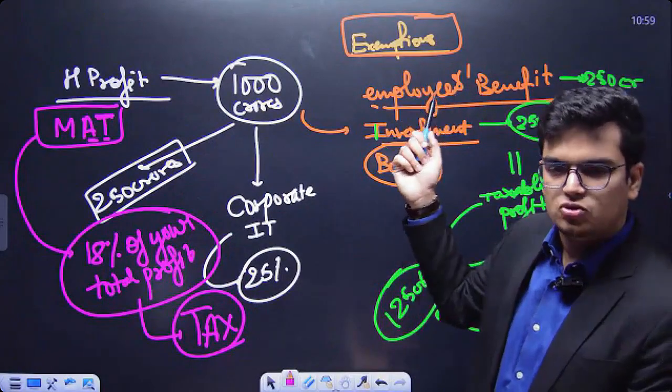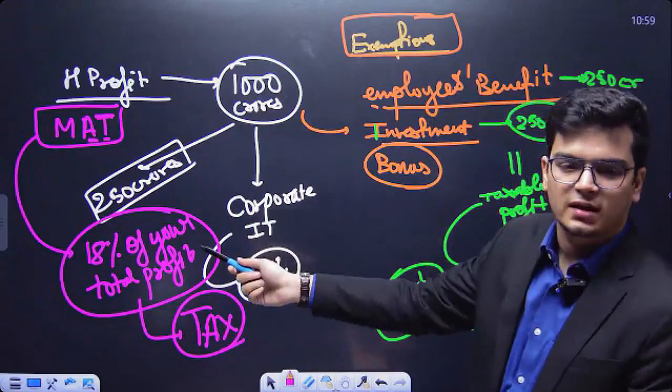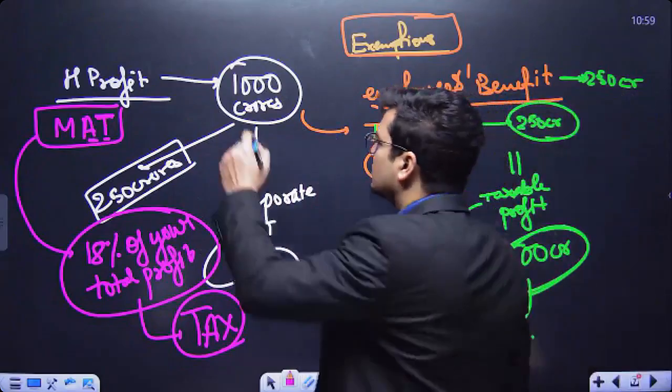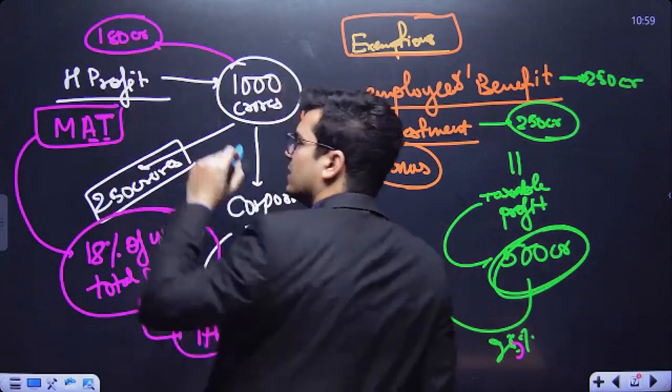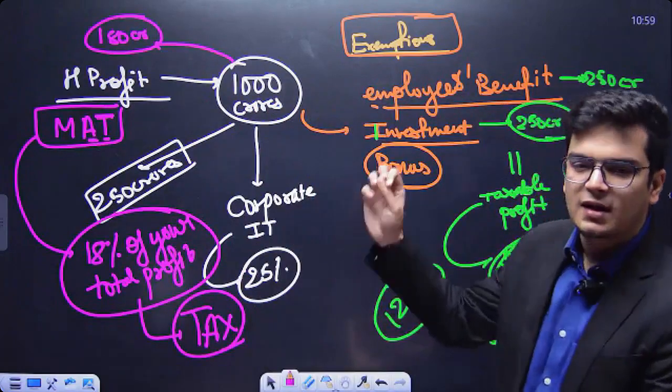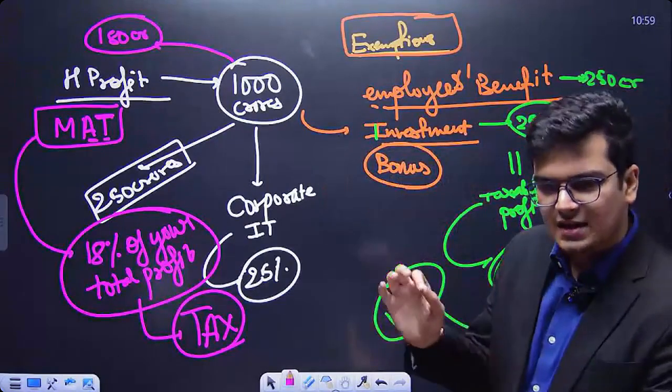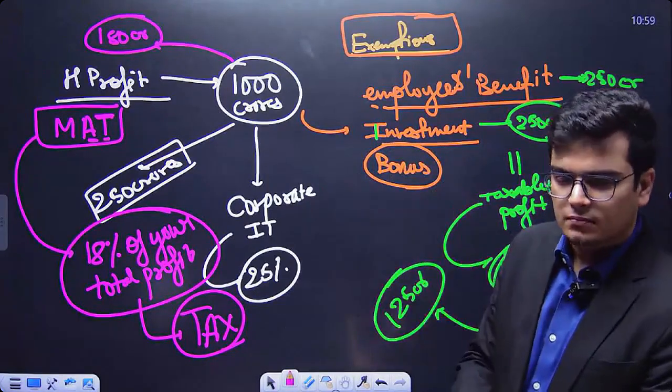जो लोग exemptions को abuse करते हैं उसको रोकने का एक बहुत अच्छा तरीका है. So in this case, what is the minimum tax that Haldiram will have to pay? Haldiram will have to pay 180 crores. Haldiram cannot pay less than 180 crores in any case whatsoever.